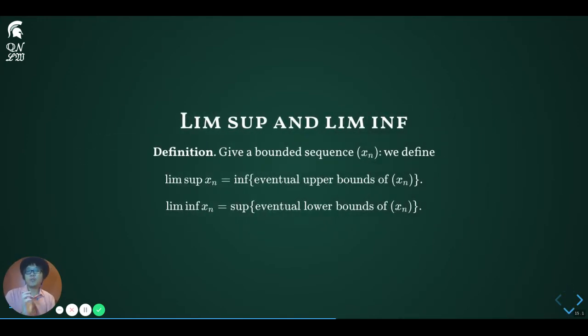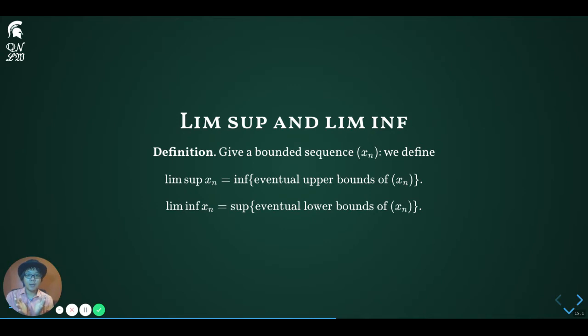Armed with the notion of eventual upper and lower bounds, we can define lim sup and lim inf. The definition: given a bounded sequence x sub n, we will set lim sup of x_n to be the infimum of the set of all eventual upper bounds of x sub n, and we will set lim inf of x_n to be the supremum of the set of all eventual lower bounds of x sub n.